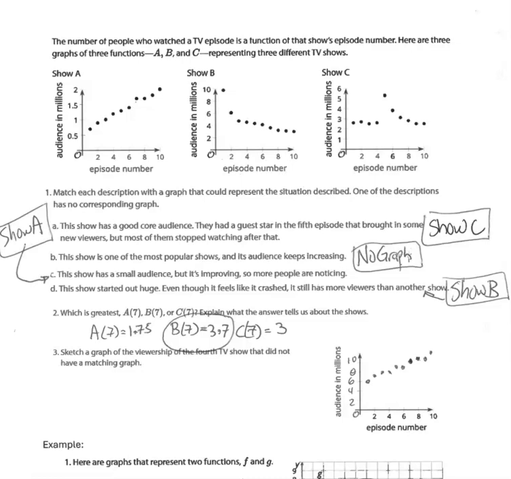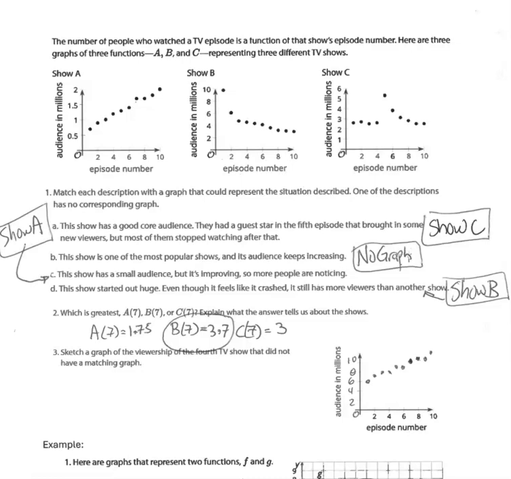And then the last one says the show started out huge, even though it looks like it crashed. It still has more viewers than the other. That would be B. You could see that it was super high at first, came down, but still, even at the end, we're still at about 4 million. And if you look at everything in show A, everything is below 2 million. So even though the graph looks bigger or better, it's the fact that it was going from 0 to 2 million versus 0 to 10 million in show B.